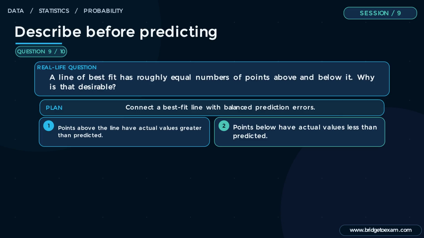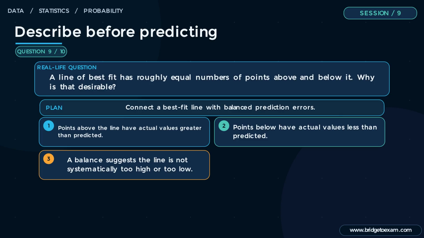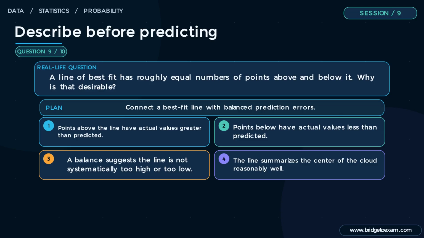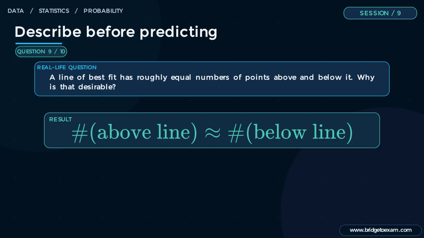Step 2. Points below have actual values less than predicted. Step 3. A balance suggests the line is not systematically too high or too low. Step 4. The line summarizes the center of the cloud reasonably well. Quick check. The line need not pass through every point. Its purpose is to summarize the overall trend.